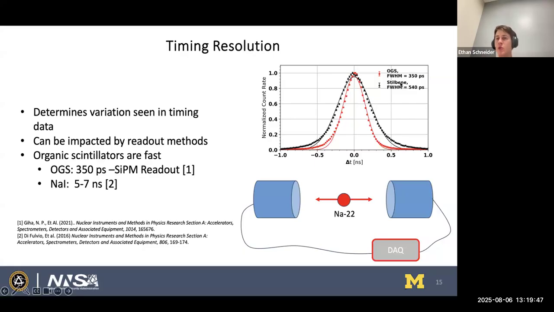You can see this difference between organic glass as well as our stilbene, which are on the order of 350 picoseconds and around 540 picoseconds. Note that these two different detectors have quite good timing resolution in comparison to other detectors such as sodium iodide. So this kind of brings us back to that first slide where we talked about the trade-offs. While sodium iodide is significantly cheaper than organic glass and stilbene, for this particular use case, we would prefer using an organic scintillator.